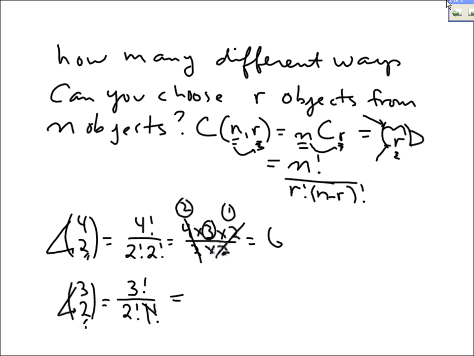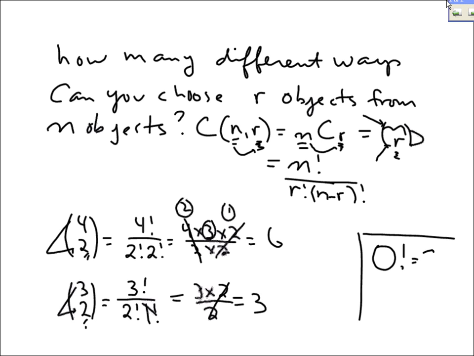Don't bother with 1 factorial. Don't bother with dividing by 1. This is 3 factorial. This is 2 factorial. The 2's cancel. You get 3. For the record, by definition, 0 factorial is the number 1. That's the only n factorial that doesn't follow the standard rule. 0 factorial is 1. So for example, if somebody asked you, how many different ways can you choose 5 objects from 5 objects? How many different ways can you choose 5 objects from 5?